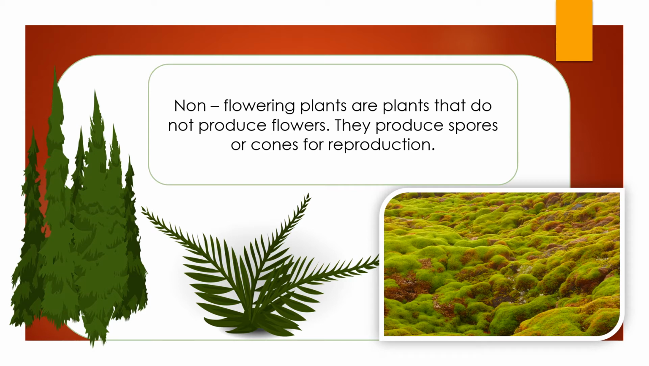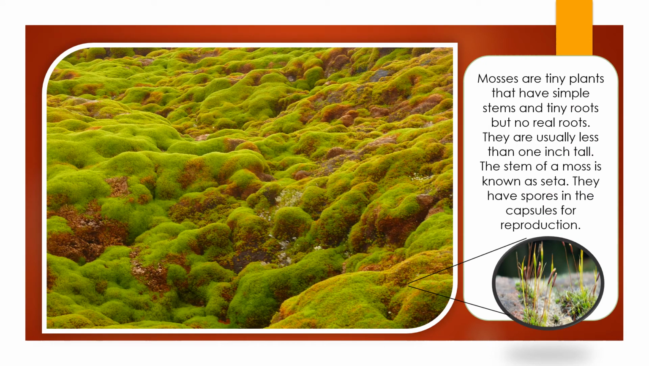Non-flowering plants are plants that do not produce flowers. They produce spores and cones for reproduction. For example, mosses, ferns, and conifers. Mosses are tiny plants that have simple stems and tiny roots, but no real roots. They are usually less than 1 inch tall. The stem of a moss is known as seta. They have spores in the capsules for reproduction.